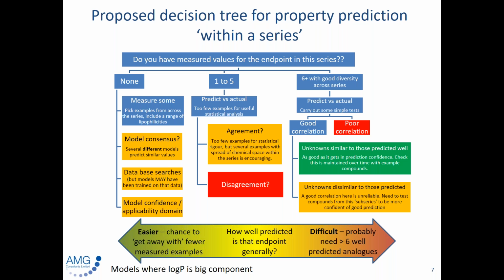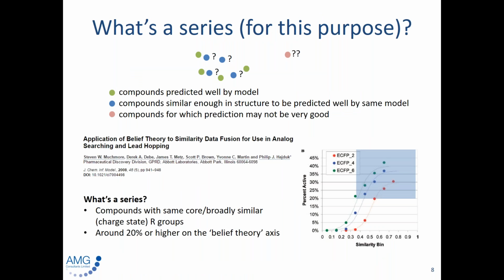And on the left-hand side, some of those where logP is a big component are probably types of models that may work more generally, so those are the kinds of things where you may be able to get away with fewer endpoints. One of the things underlying this is the idea of property prediction within a series. So a question might arise: what's a series? For this purpose, it's really what a medicinal chemist thinks about as a series.